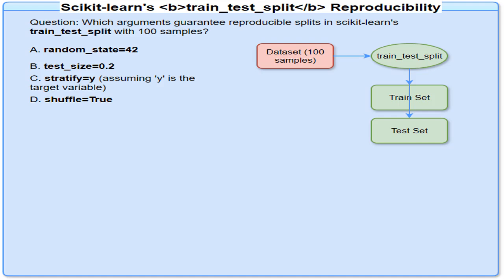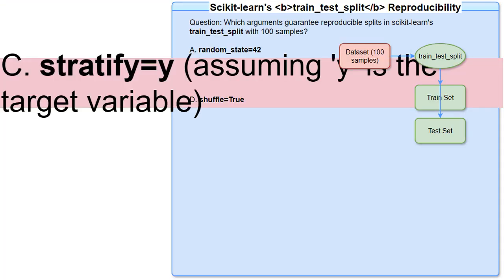This question focuses on how to make sure you get the same data split every time you run sklearn's train_test_split function. It's about controlling randomness to get consistent results. This is the core question. I'm asking which settings in the train_test_split function ensure that the data is divided into training and testing sets in exactly the same way each time you run the code. We have a dataset with 100 data points.